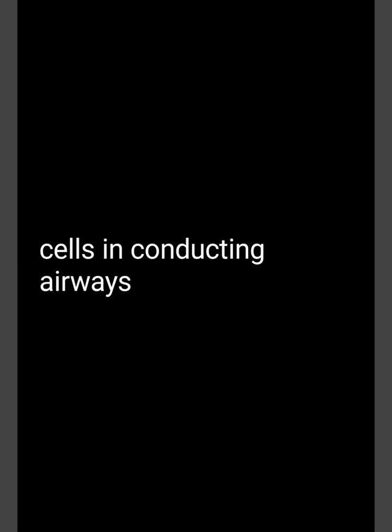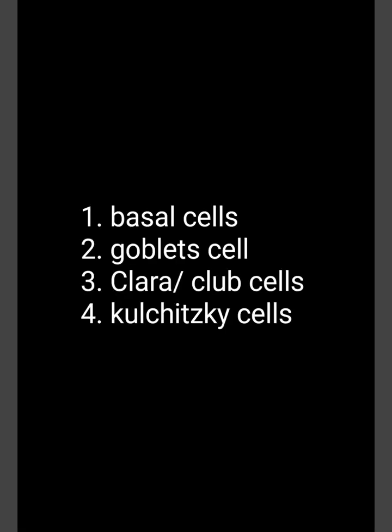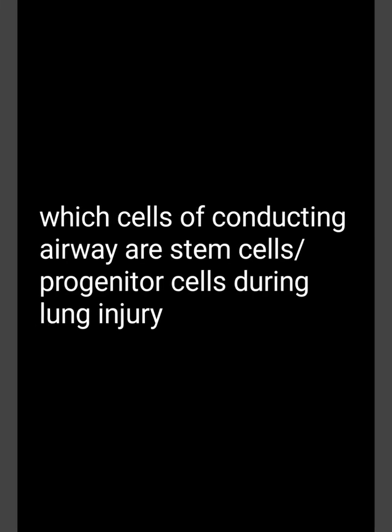Cells in conducting airways: 1. Basal cells. 2. Goblet cells. 3. Clara club cells. 4. Kulchitsky cells. Which cells of the conducting airway are stem cells, progenitor cells during lung injury?